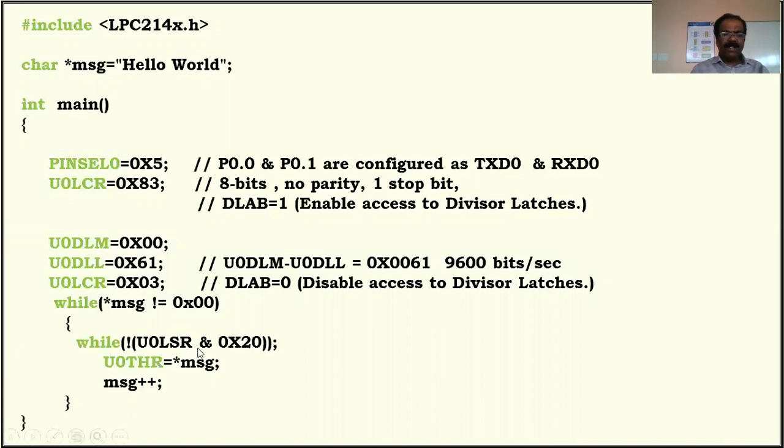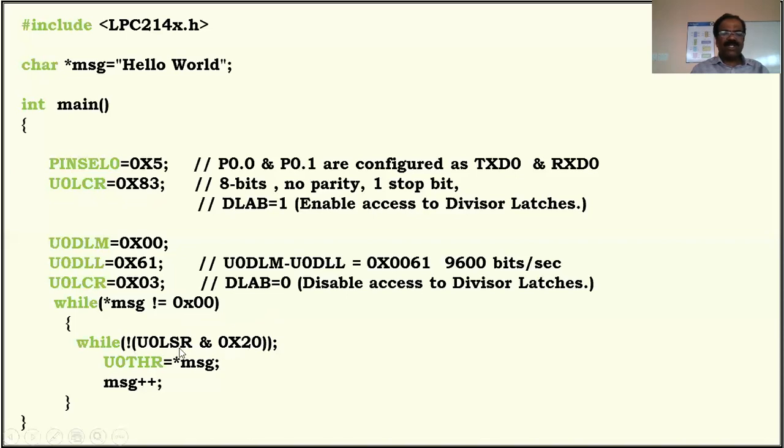Now multiply the content of LSR with masking data 20 hexadecimal. Okay, if the result is equal to 0, what does it mean? If THR is not empty, it's going to replace the whole thing with what? 0. 0 means what? False. Not false, true. Then it enters into this while loop here. That is very important. Here, do nothing. It will come back.